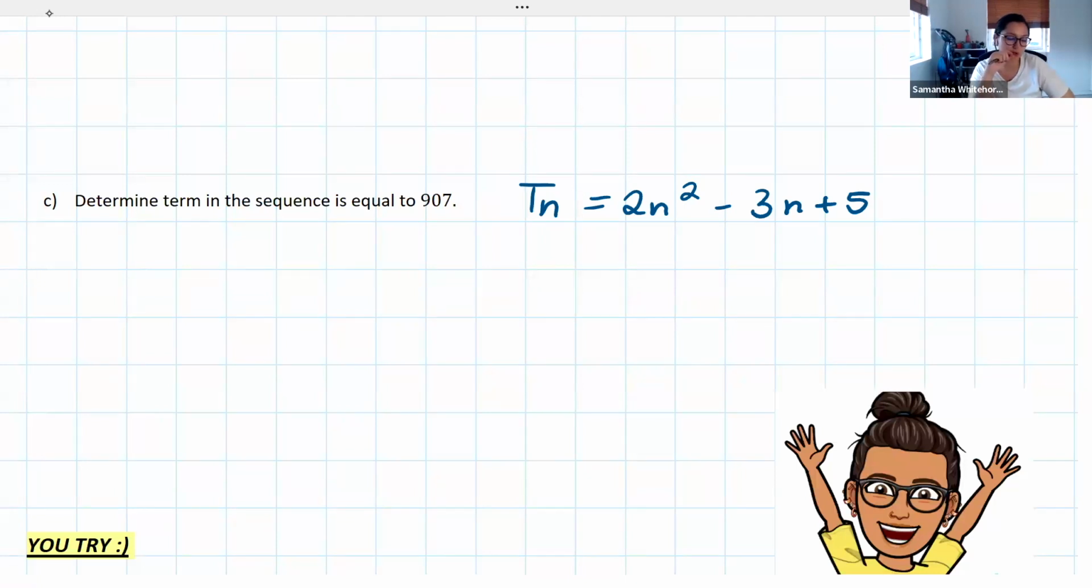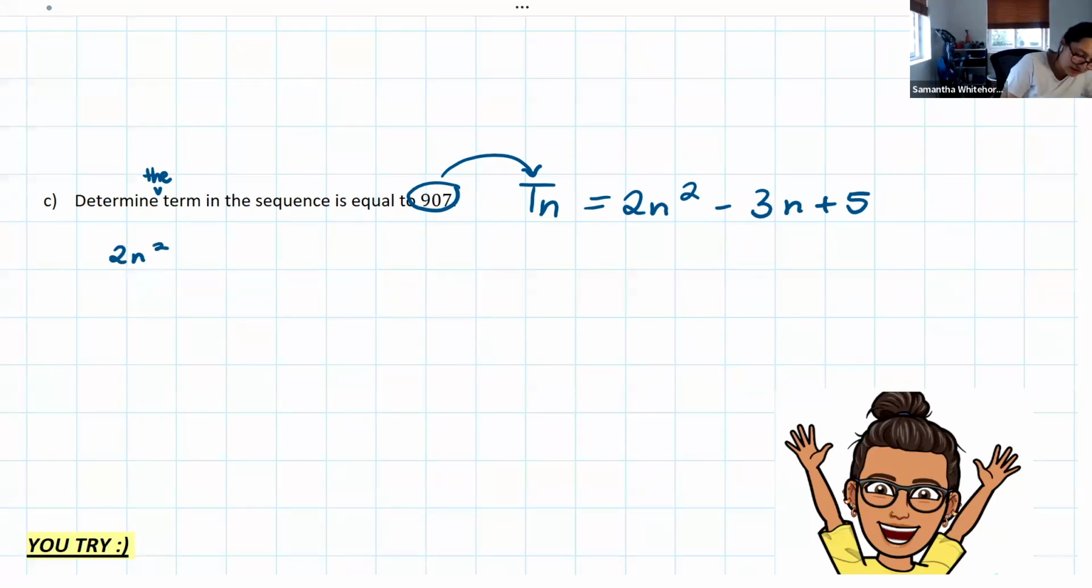Okay, so how would we do question C? How would we approach this question? In place of the Tn, you're going to put 907. Awesome. Okay, so guys, now I'm giving you a value of a term. Exactly as was said, we now replace Tn with that value. When I tell you this term has this value, we know what Tn is. So we know 2n squared minus 3n plus 5 is equal to 907.